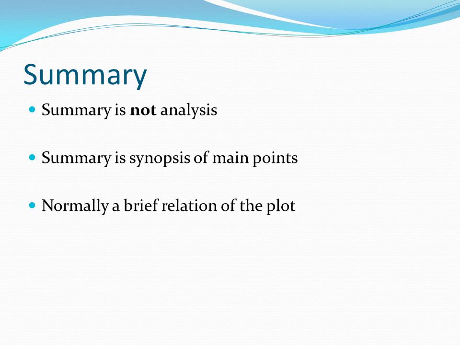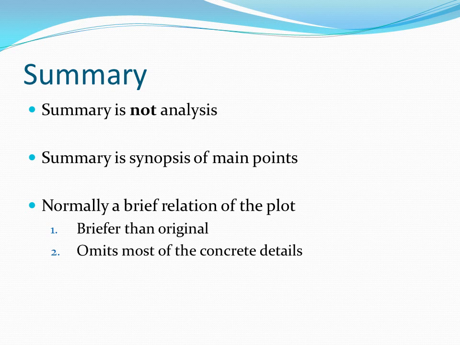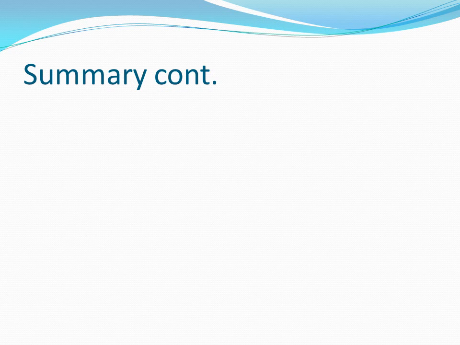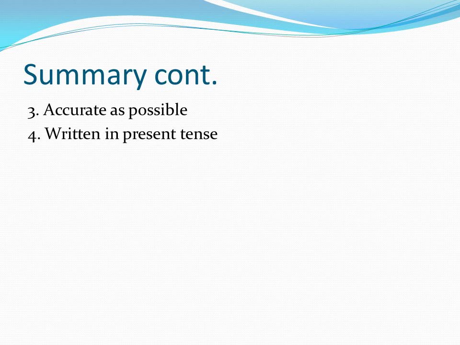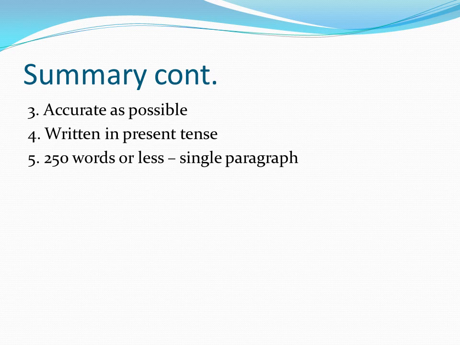And there should be some brief relation of that to the plot. Like I'm saying, there's got to be some reason for summarizing a part of it. So you want it to be briefer than the original. You're going to leave out most of the concrete details, such as description, things like that. You want it to be accurate. It should be written in the present tense. So James is always doing whatever James was doing in the story. 250 words or less, so a single paragraph if you're going to summarize.